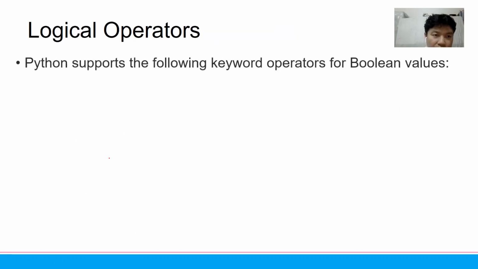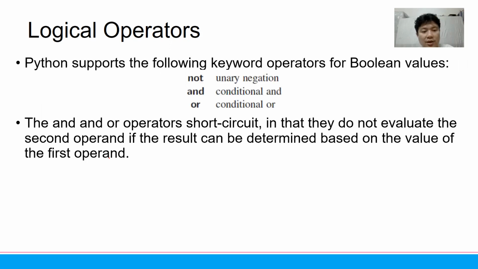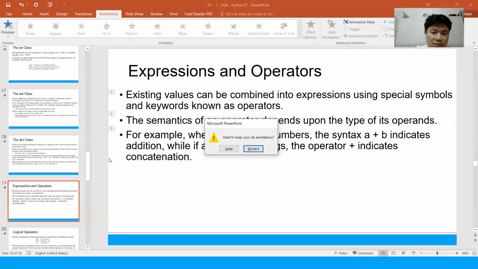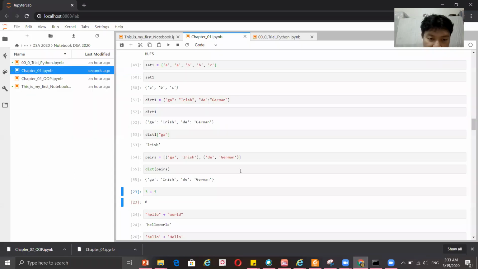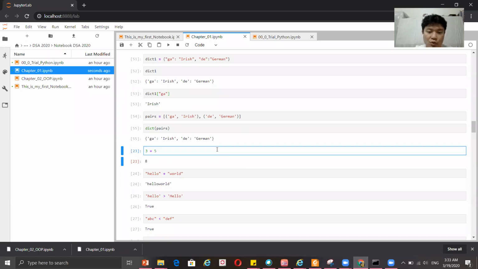Before I continue with Python, we need to know the logical operators. Okay, maybe let's go to the expressions and operators. Here I have this one, 3 plus 5. It gives you 8. How about hello plus world? It is a concatenation, so it is a combination of hello and world.